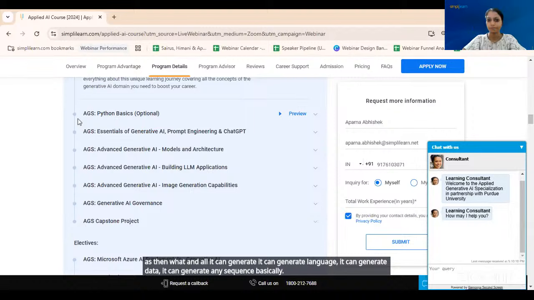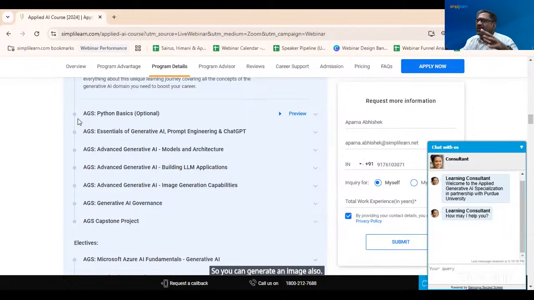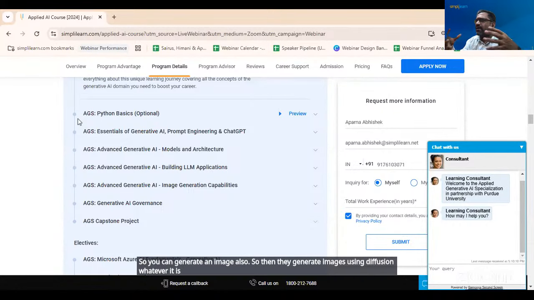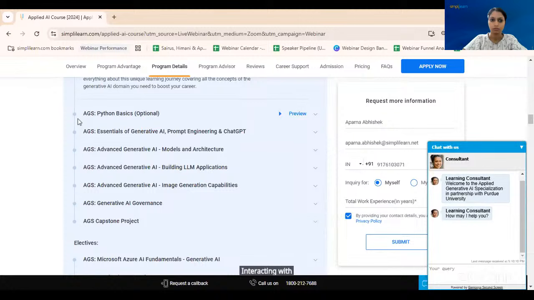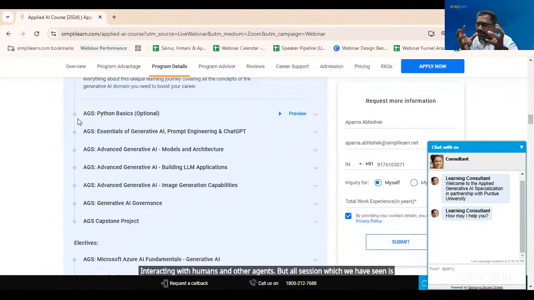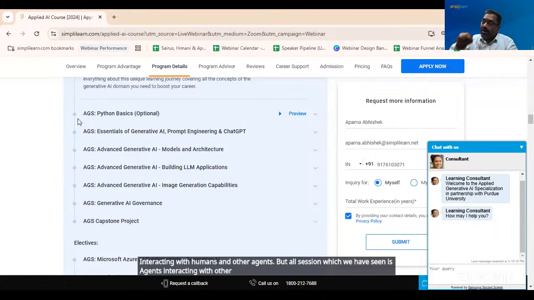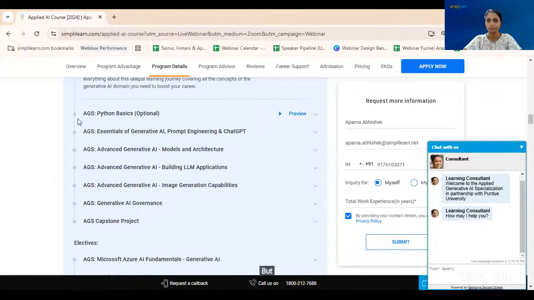So it can generate images also. When they generate images using diffusion, whatever it is, how can you combine all these things into performing some human-like tasks, interacting with humans and other agents? The whole session which we have seen is agents interacting with other agents and augmenting a human taking the decision. That is the higher level in the decision intelligence. But if you are helping a human to understand some complex topic, that is an assistant model.